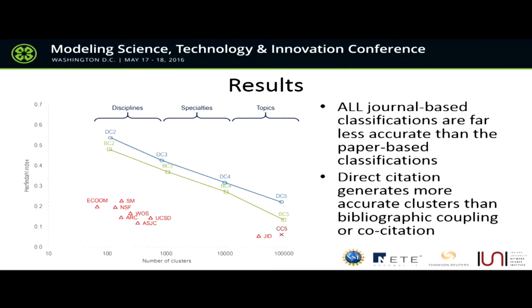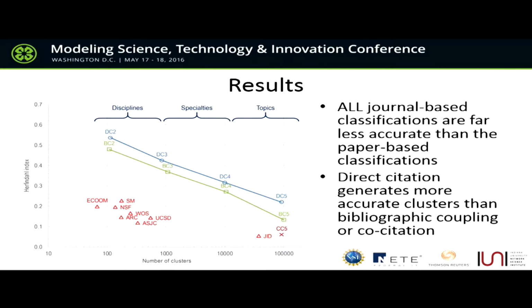You'll see down at the lower left, those are our 7 journal classification systems. And you can see that those are all in the 100 to 500 cluster area. Among journal classification systems, the Science Metrics classification system gives the best results. The one that we developed, the UCSD, is not quite as good. But at discipline level, that's not even the best. Paper-based classification systems with about 100 clusters are far more accurate than any journal-based classification system.